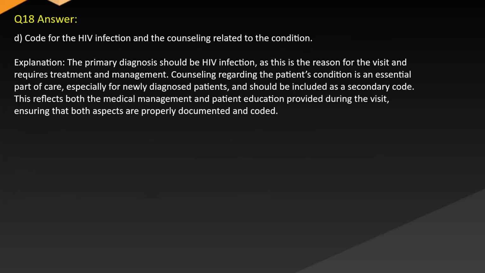Answer. D. Code for the HIV infection and the counseling related to the condition. Explanation. The primary diagnosis should be HIV infection, as this is the reason for the visit and requires treatment and management. Counseling regarding the patient's condition is an essential part of care, especially for newly diagnosed patients, and should be included as a secondary code. This reflects both the medical management and patient education provided during the visit, ensuring that both aspects are properly documented and coded.